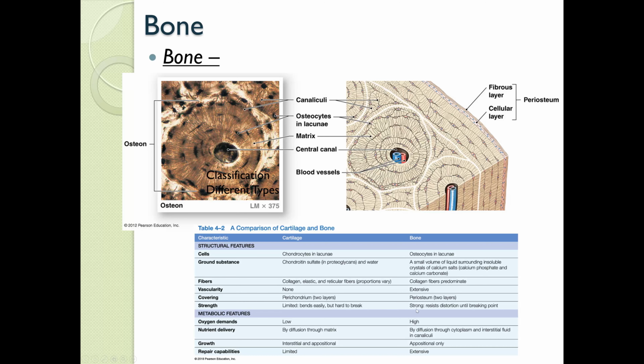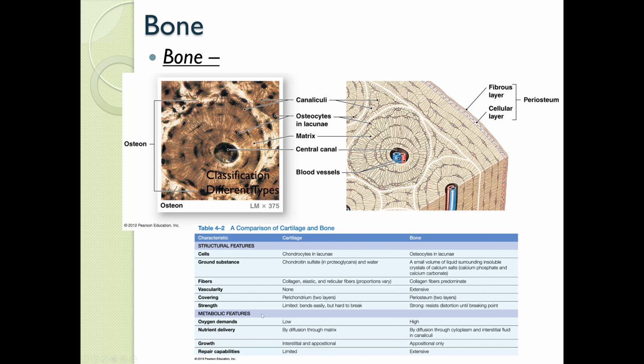Bone is very, very strong, but not so flexible, right? It resists distortion. You're not going to bend your bones. In fact, you have to apply enough of a force to reach a breaking point, and then the bone's not going to bend, it's going to break. So cartilage, limited strength, high flexibility. Bone, very strong, limited flexibility. Cartilage has low oxygen demands, which is a good thing because it doesn't have a blood supply. Bone has high oxygen demands, which is met by its extensive blood supply.